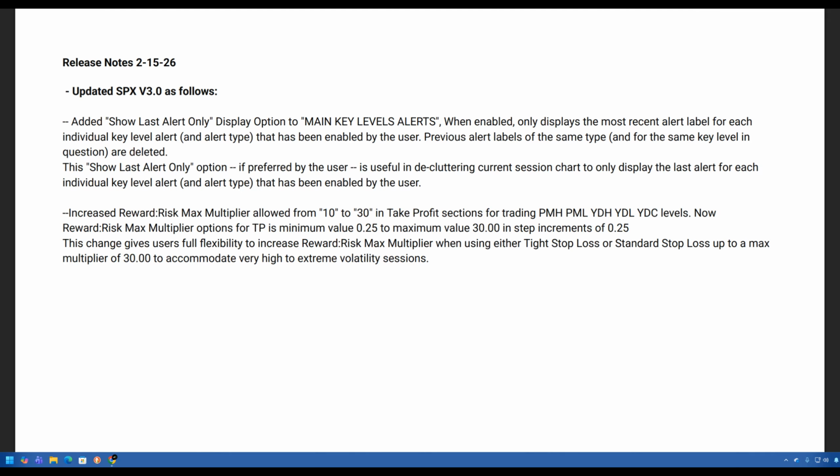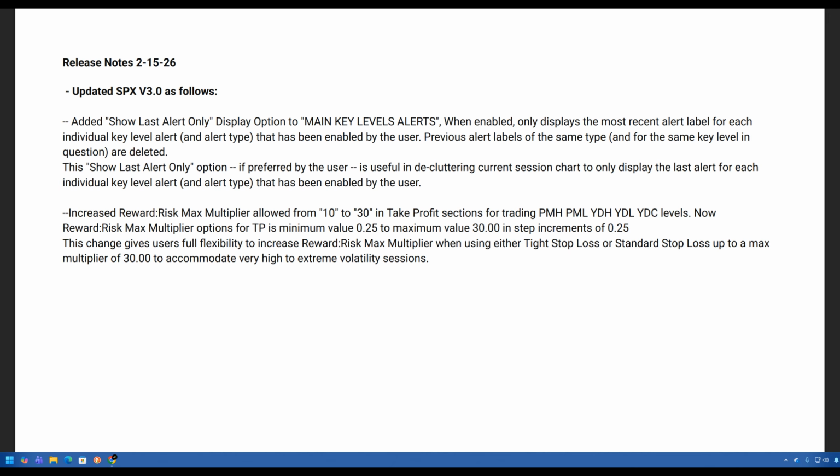So for example, if you have 6 or 7 different key levels that you've turned on alerts for, it's still going to show all those different alerts for all those different key levels. It's just going to show the last alert for that. And the purpose of that is to declutter your screen, if that is the preferred look.